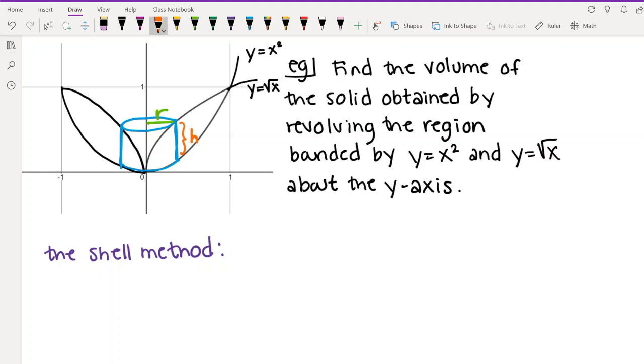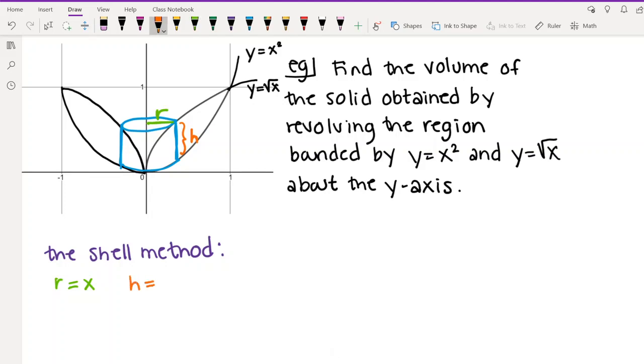So the radius is just going to be x, because if you're rotating around the y-axis, whatever x value you're at is going to be exactly what the radius of the cylinder is, right? If you're at x is equal to 0.5, then the radius will be 0.5. So the radius is equal to just x.